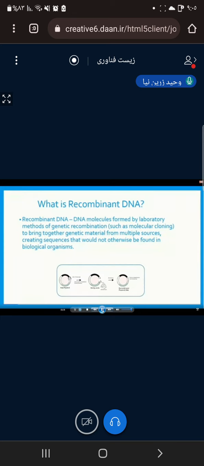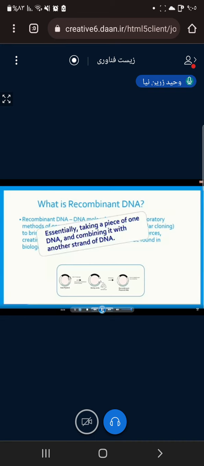The technical definition is DNA molecules formed by laboratory methods of genetic recombination, such as molecular cloning, to bring together genetic material from multiple sources, creating sequences that would not otherwise be found in biological organisms. This definition can be boiled down to taking one piece of DNA and combining it with another strand of DNA.